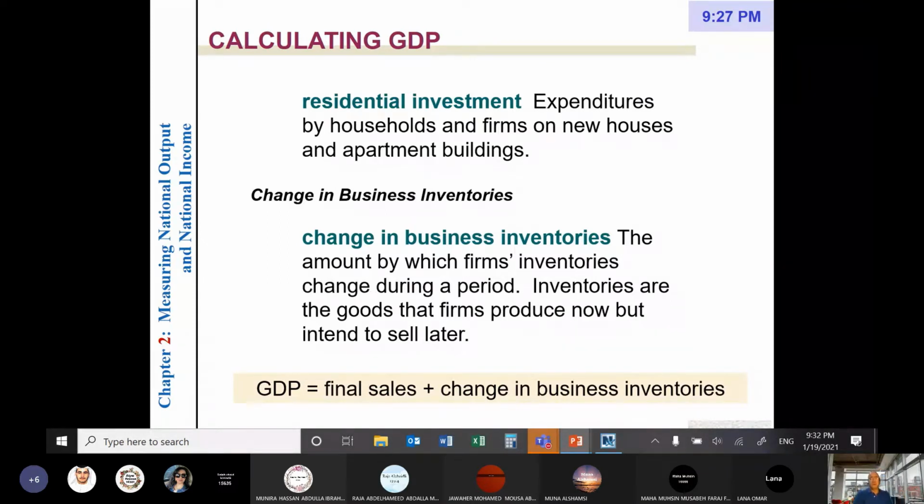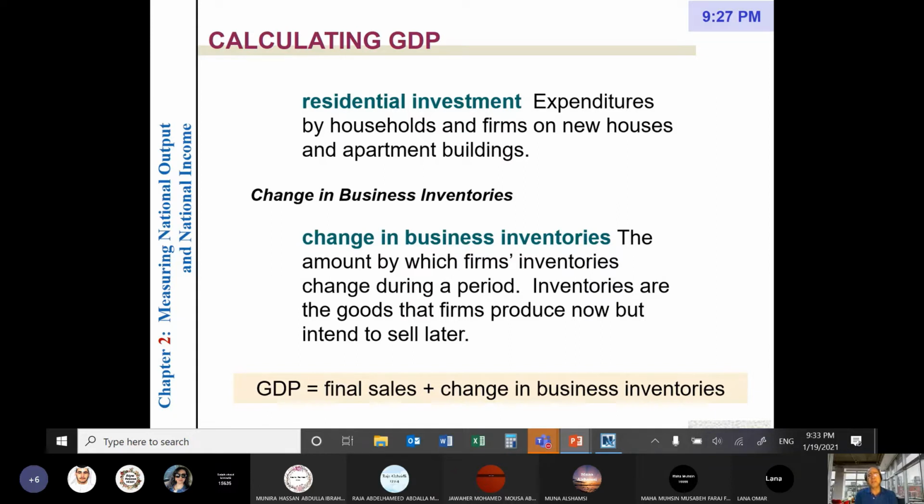The third category of investment is called a change in business inventories. The amount by which firms' inventories change during a period. Inventories are the goods that firms produce now, but intend to sell later. A change in business inventories is important for economic analysis, as we will see later. It will give us an indicator of what we should do in the future.